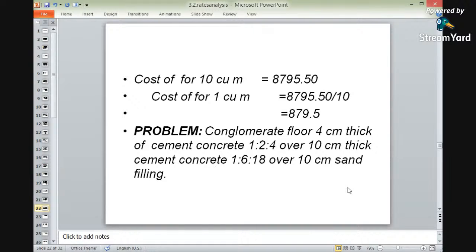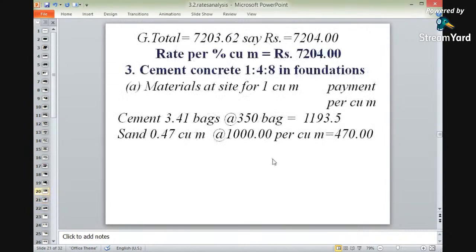After all calculations, the cost for 10 cubic meters there may be plus or minus 60 also, comes to 8795.50. Divided by 10 for per cubic meter, it comes to be 879.5 for cement concrete.